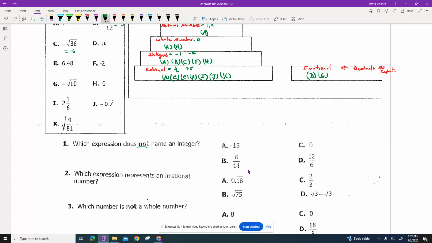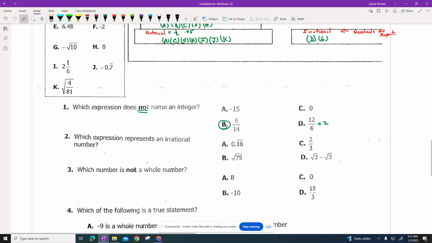Now 6 over 14, 6 divided by 14. I see it fills up my whole screen, and I don't see any repeating decimals, so I think that one's an irrational number. I'm just going to check D over here. 12 divided by 6 really equals 2, and 2 starts way up here at the very top and falls into all these categories, including integers. So letter B is the only one that is not an integer.